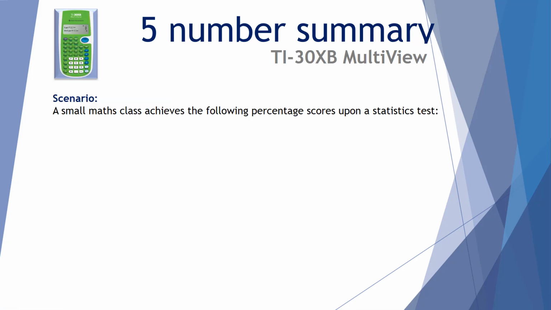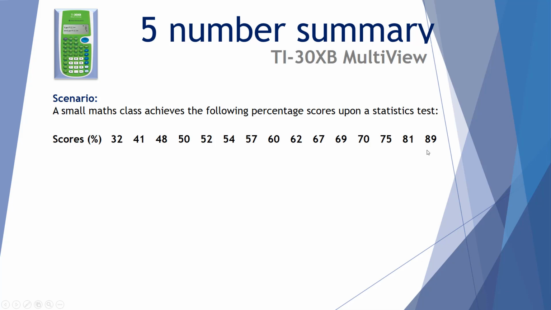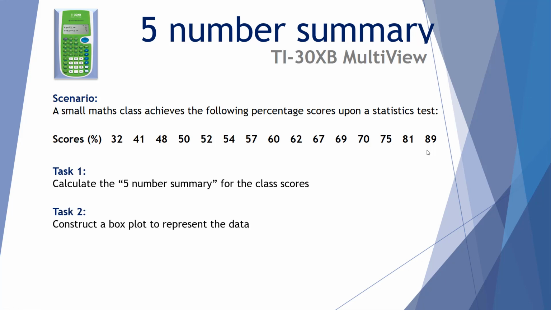A small maths class achieves the following percentage scores upon a statistics test. So here's our numbers, and they're in order from 32% at the lowest score in the class up to 89% for the highest score. We have two tasks for today's video. Number one, we want to calculate the 5-number summary for the class scores. And number two, we want to construct a box plot to represent the data from the 5-number summary. So first of all, task one, calculate the 5-number summary for the class scores.